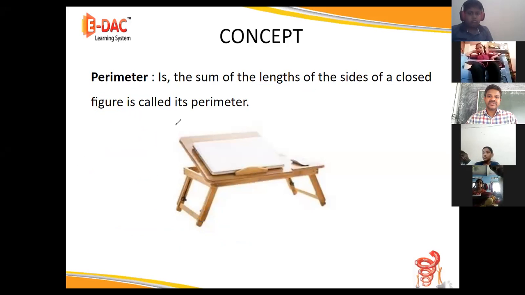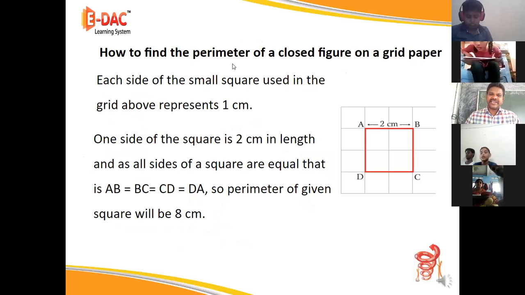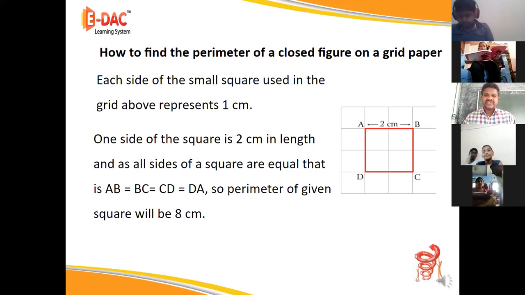Next, how to find the perimeter of a closed figure on a grid paper. Do you have an idea about what a grid paper is? Grid paper is nothing but a graph paper. So okay, let us go. How to find the perimeter? You know, the perimeter is the length of all sides, the total of all sides of the closed figure. That is called perimeter.